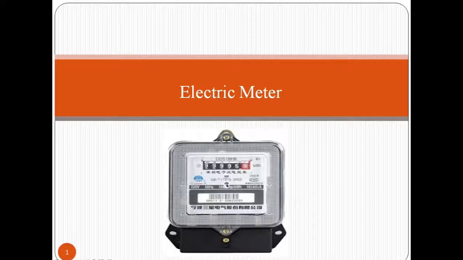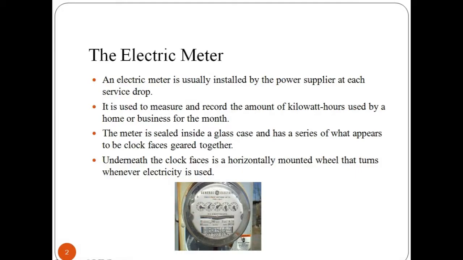In this session, you will learn basic things related to an energy meter such as reading, installation, calculation and basic principal operations. What is an electric meter? An electric meter is usually installed by the power supplier at each service shop. It is used to measure and record the amount of kilowatt hours used by a home or business for a month. The meter is sealed inside a glass case and a series of what appear to be clock faces are arranged together.